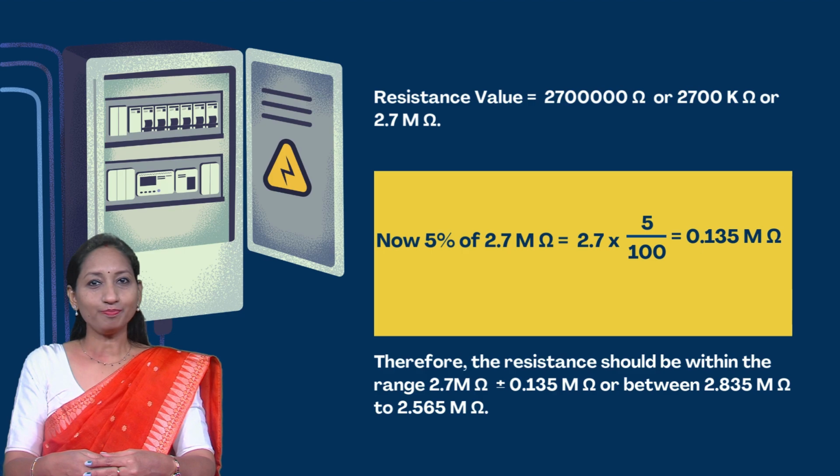Now 5% of 2.7 mega ohm is represented as 2.7 into 5 by 100, that is 0.135 mega ohm. Therefore, the resistance should be within the range 2.7 mega ohm plus minus 0.135 mega ohm, or between 2.835 mega ohm to 2.565 mega ohm.